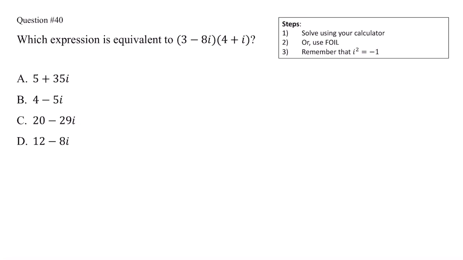So now in this problem, it says which expression is equivalent to 3 minus 8i times 4 plus i. So if you want to, you can just type this in your calculator, and your calculator will give you the answer. Okay, so if you want to do it that way, you can. Or you can use FOIL to do it algebraically. So I'm just going to show you how to do that. You do first, outside, inside, and last.